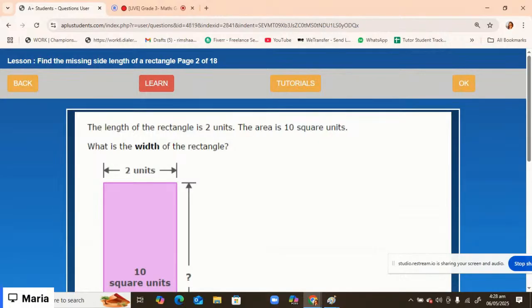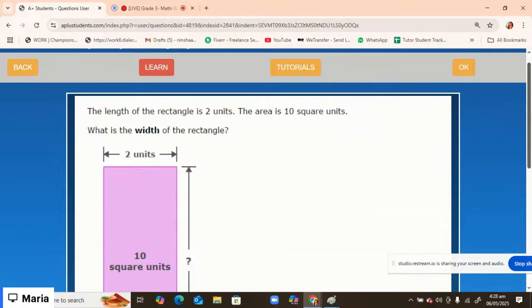You are just going to divide the area over that number. Understand? Divide area over the number that is given. If the length is given, you divide it over the length. If the width is given, you divide over the width, and then you just write the answers. Okay?